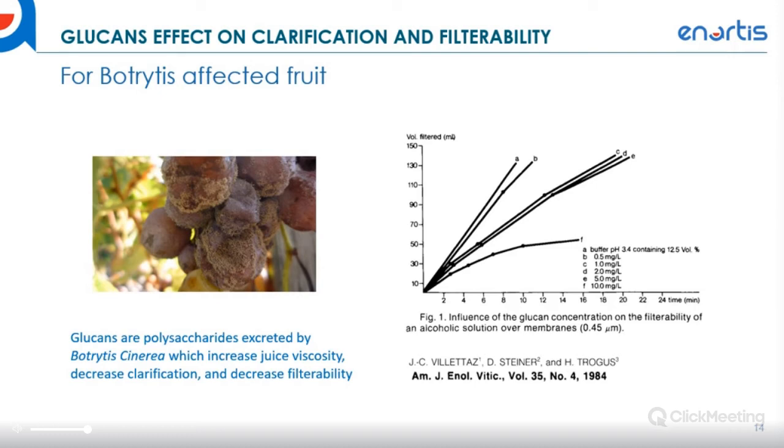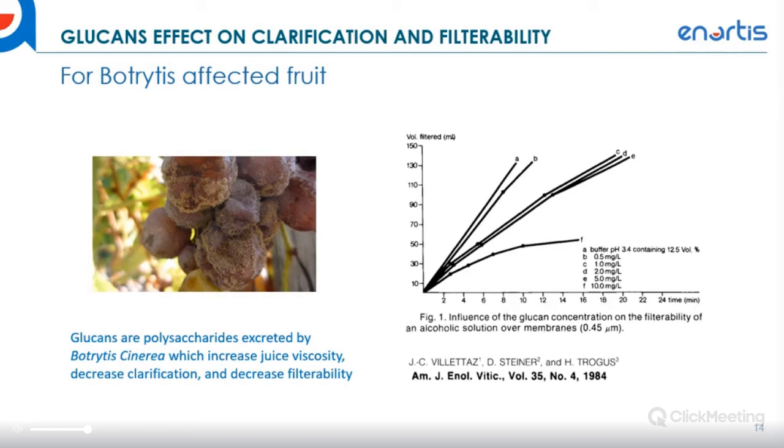If you look over on the right, you can see the effects of glucans on white wine. This was some early work done on looking at glucans and their effect on wine filterability. We have varying degrees of glucans added to this wine, and they looked at the volume of filtered wine over time. You can see that the higher the glucans, the greater the difficulty with filterability. So just something to keep in mind.